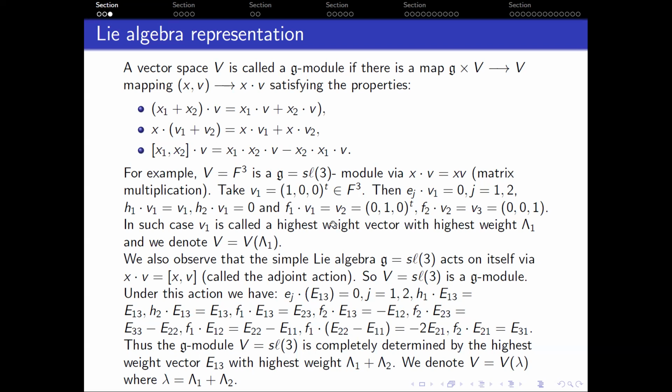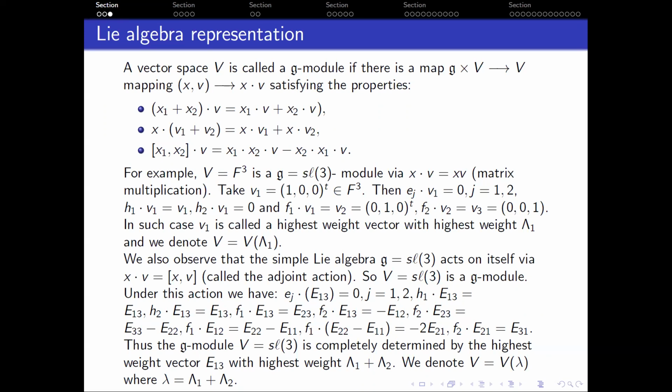And also we see that H1 V1 is just V1, and H2 V1 is 0. So this means that the weight of the vector V1 is capital lambda 1, the fundamental weight. And as we see, this weight vector V1 generates the entire vector space, because F1 V1 is V2 and F2 V2 is V3.